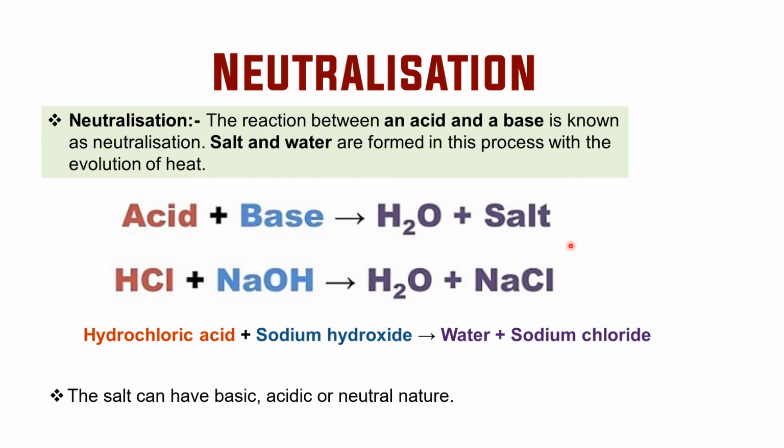Now we'll see one example also. Acid, HCl, that is called hydrochloric acid. NaOH is sodium hydroxide. These both are chemicals. This is an acid and this is a base. Hydrochloric acid is a strong acid, and sodium hydroxide is also a strong base. When hydrochloric acid reacts with sodium hydroxide, we get water and salt.